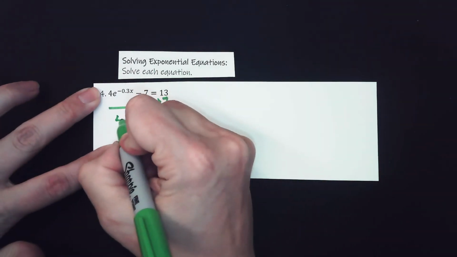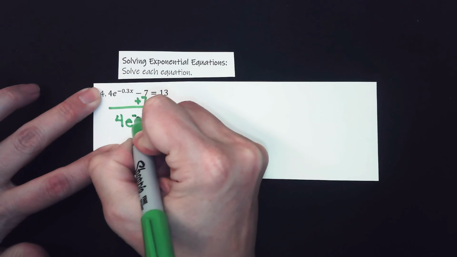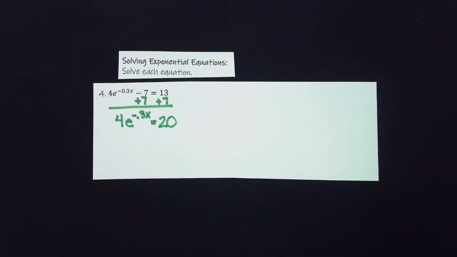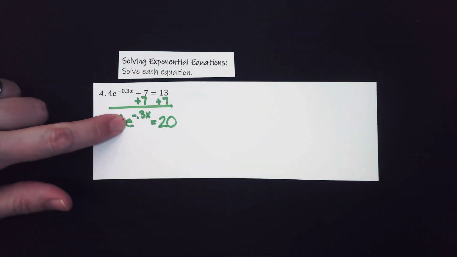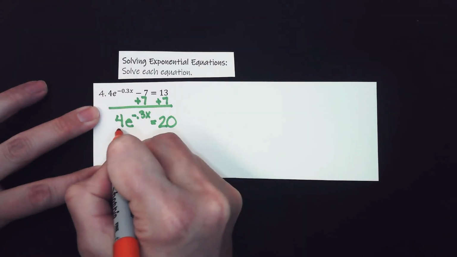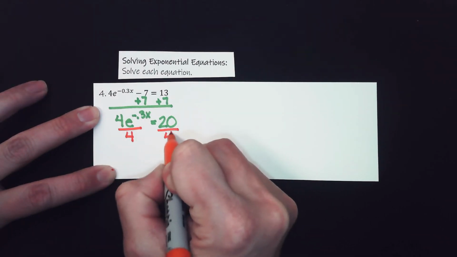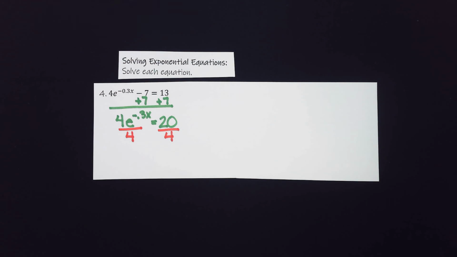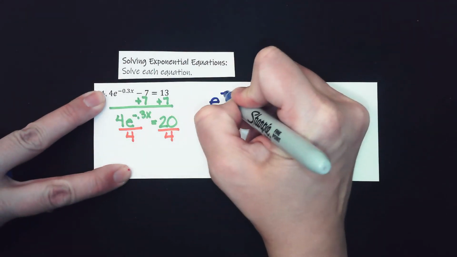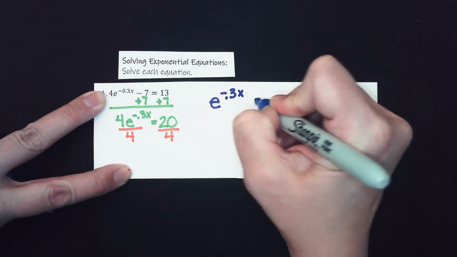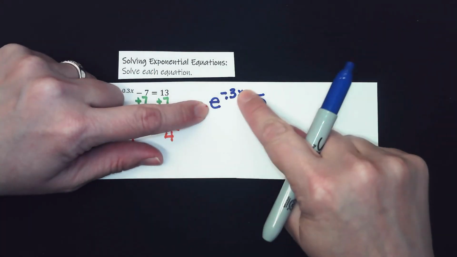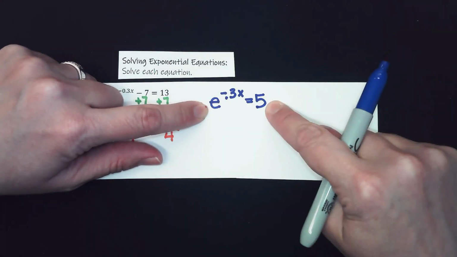So I get 4e to the negative 0.3x will equal 20. Okay, I still need e to the negative 0.3x by itself, so we have to get rid of this 4. It's multiplying, so I'm going to divide. That is that inverse operation there. So on the left side of my equation, I'm left with e to the negative 0.3x, and it now equals 5. So I have a base to a power on one side equals a number, okay?